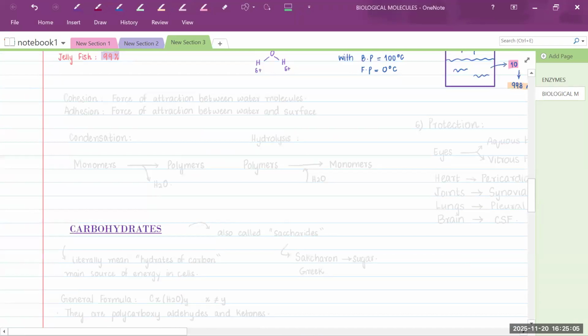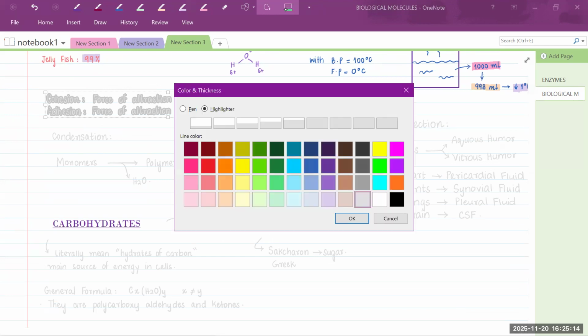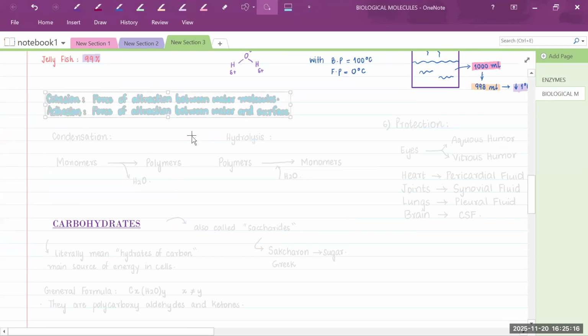Now we have some more key definitions that you guys need to know, which are cohesion and adhesion of water. Cohesion is the force of attraction between water molecules. I remember it as co is for between water molecules, and adhesion is the force of attraction between water and other surfaces.